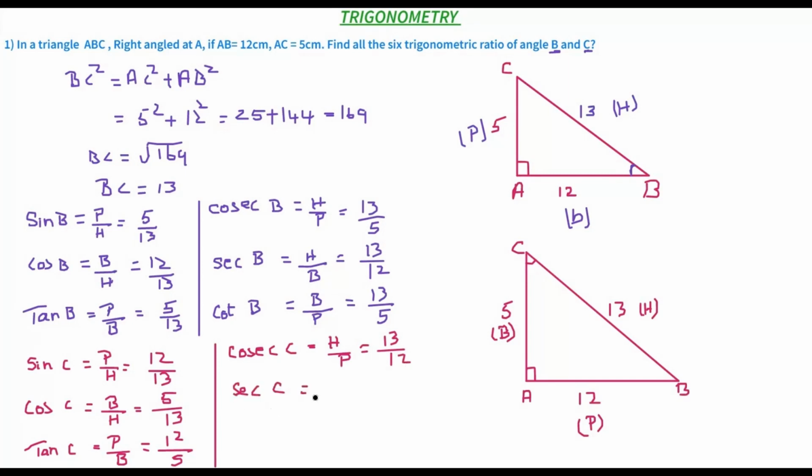And sec, the secant C, which is base by hypotenuse. So here we have 5 by 13. We can just directly reverse this as 13 by 5. Easy. Now tan C will become cot C. Cot C is base by perpendicular. We are just going to reverse the tan, which is 5 by 12. Isn't it easy? Now I think you have understood how to find the base and the perpendicular for the angle given, right?